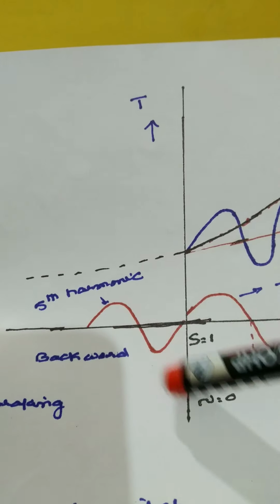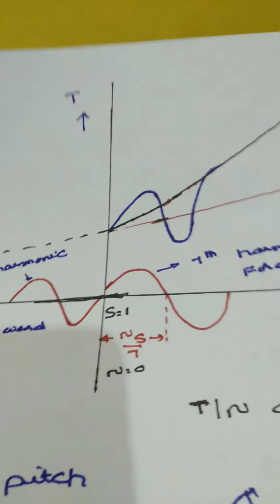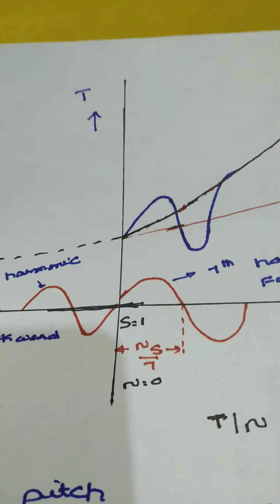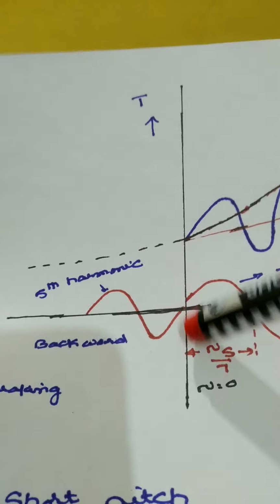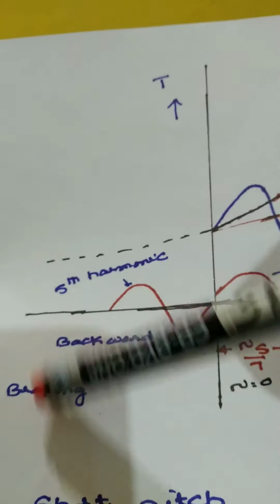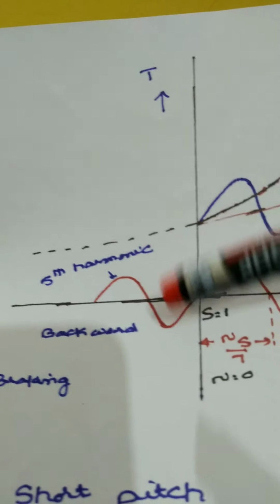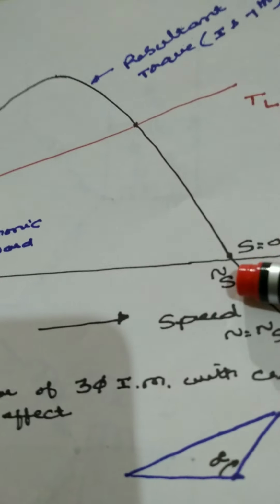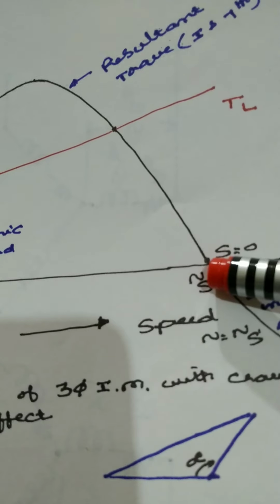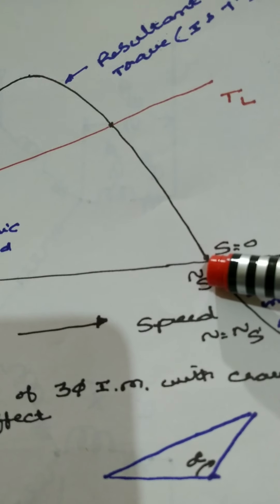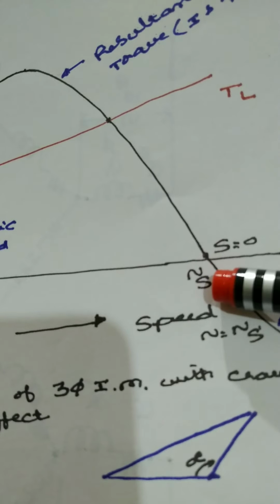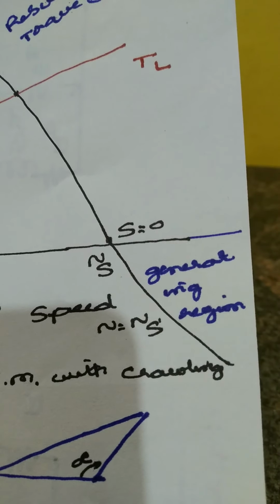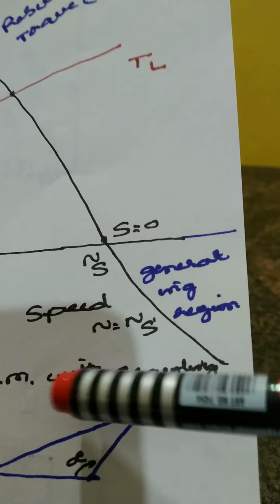That I am representing on this side. Okay, and this side is the seventh harmonic effect. And here, this is slip 1, this side is braking, S is greater than 1, it is a braking concept. And then here, whenever rotor speed reaches synchronous speed, there is no relative motion, slip is 0. Slip is 0 means torque also 0. Now whenever n is greater than ns, it enters into the generating region. So therefore slip is negative, and then torque also becomes negative.